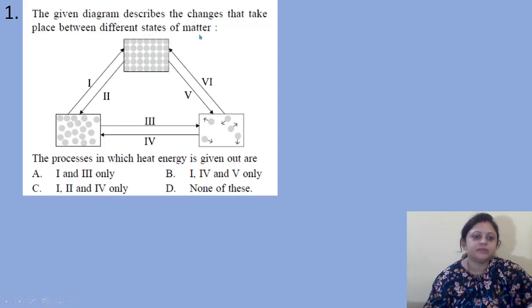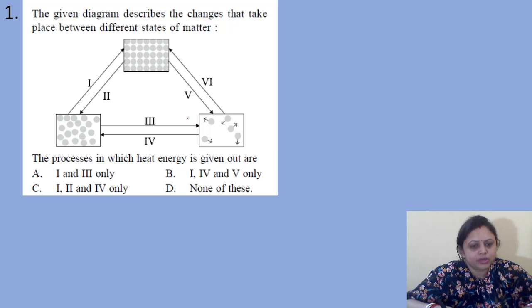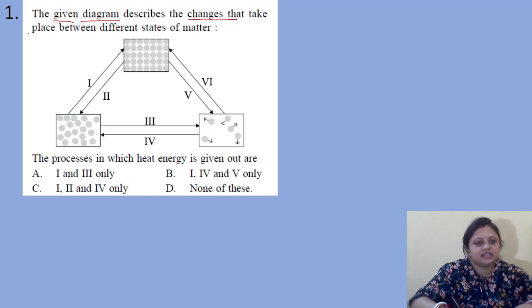Our first question: the given diagram describes the changes that take place between different states of matter. So the diagram is given here. The processes in which heat energy is given out are: options are A 1 and 3 only, B 1, 4 and 5 only, C 1, 2 and 4 only, D none of these. So there is a diagram which describes the changes that take place between different states of matter.